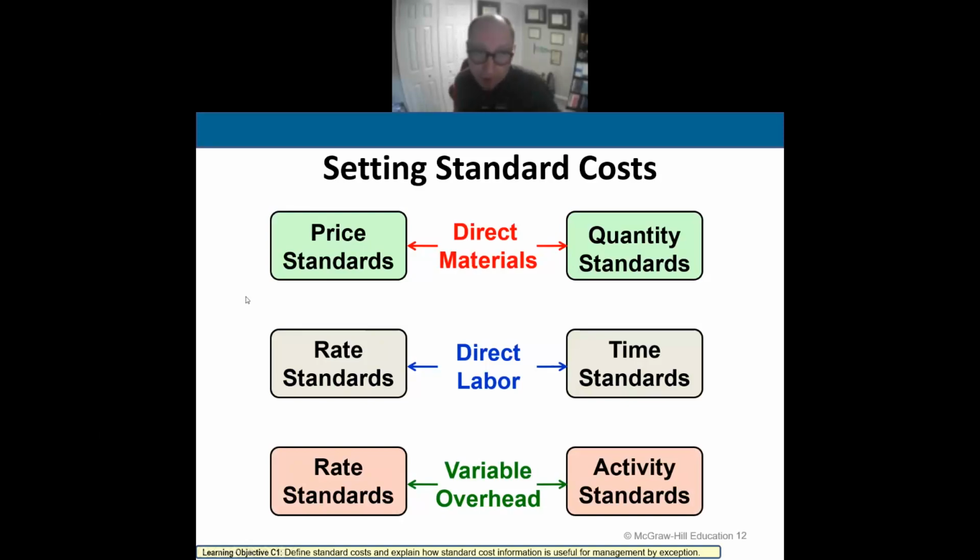Setting standard cost depends on a couple of things. Usually averages for the most part, but setting standard cost depends on the standard price and the standard quantity when we're talking about materials. The standard price and the standard quantity for direct materials. For direct labor, it's the standard rate and the standard amount of time it takes to complete a job. For variable overhead, it's the standard rates and the standard activities.